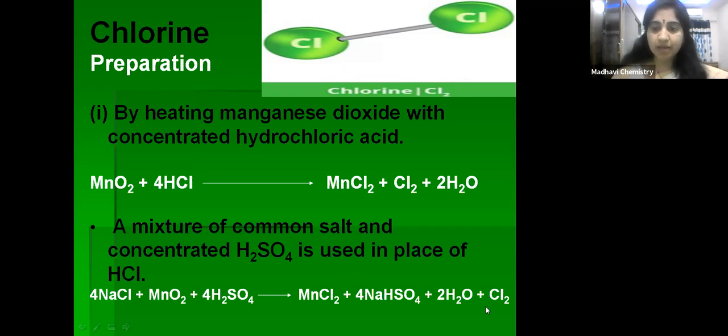If we heat, then chlorine gas will be liberated. So what are the byproducts? Manganese chloride plus sodium hydrogen sulfate plus H2O plus chlorine. Again I'm repeating, when sodium chloride plus manganese dioxide plus concentrated sulfuric acid are heated, chlorine gas is liberated. Along with chlorine gas, manganese chloride, sodium hydrogen sulfate and H2O. So these are the byproducts along with chlorine. This is another method for the preparation of chlorine.